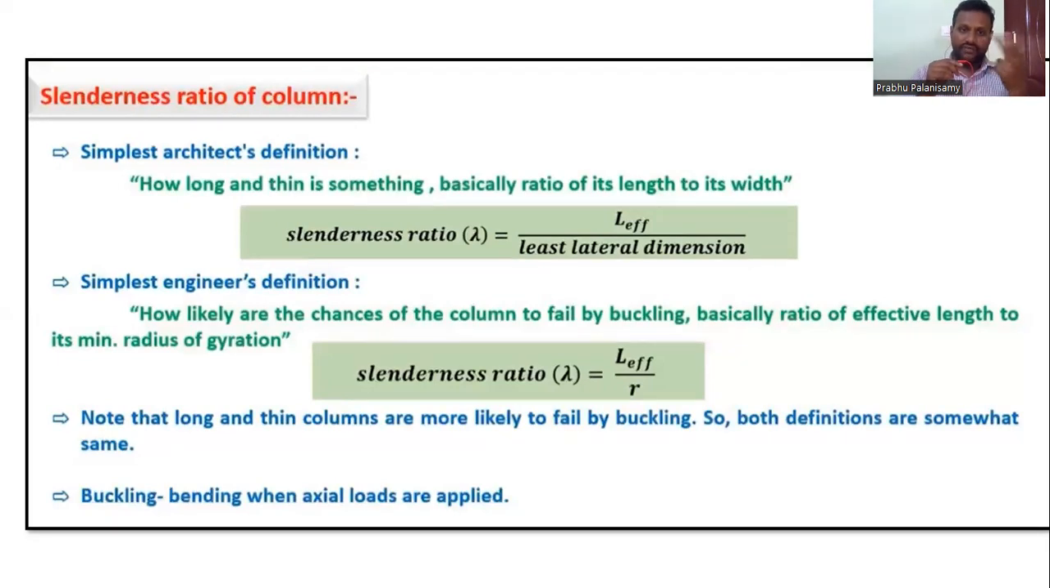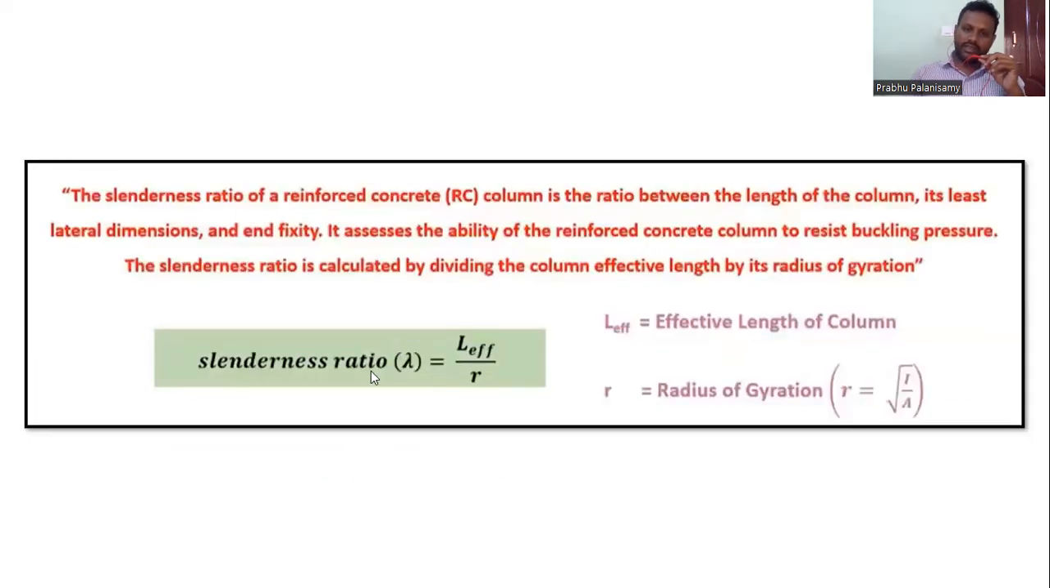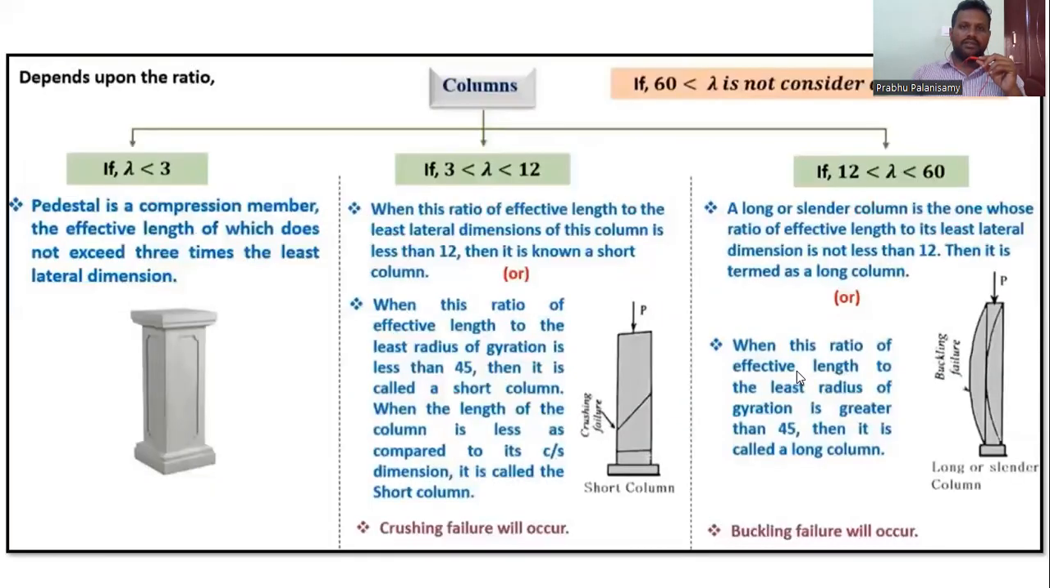The simplest engineering definition we may call it as L effective by r, where r is the radius of gyration. So slenderness ratio is L effective by r. Radius of gyration is root of I by A, that is moment of inertia by area, right? So the column type depends on this ratio.